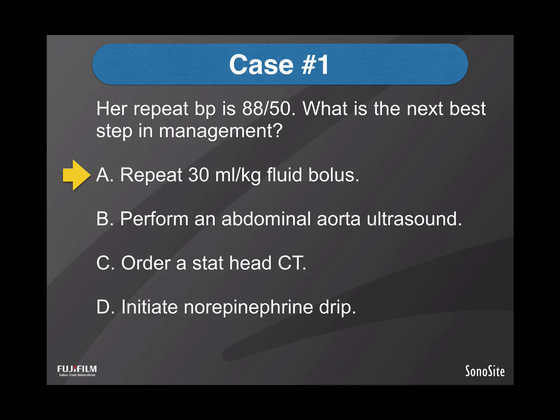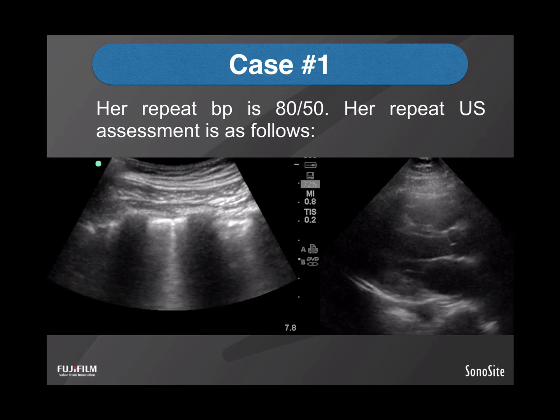Same thing with a stat head CT. We know that she's altered and that she has a normal neurological exam. And because she's infected, that makes a stroke a less likely cause of her altered mental status. You should initiate a norepinephrine drip when patients are not fluid responsive, and I do realize that there is some controversy to this. Her repeat blood pressure is 80/50.